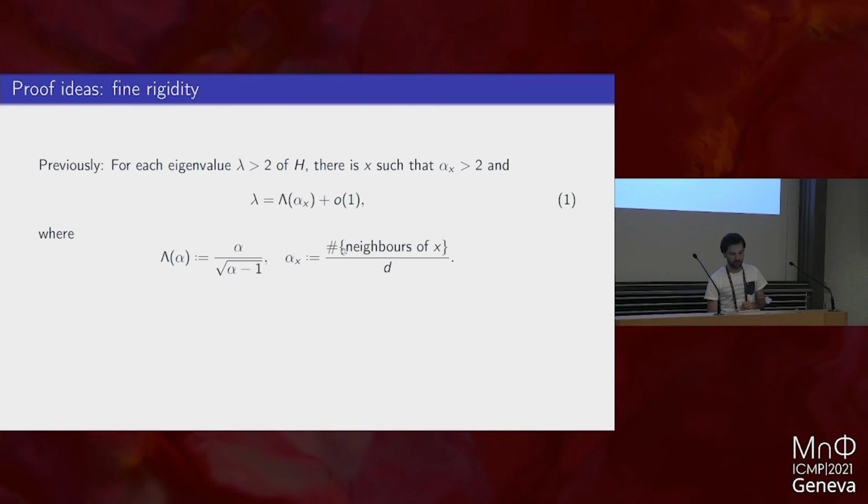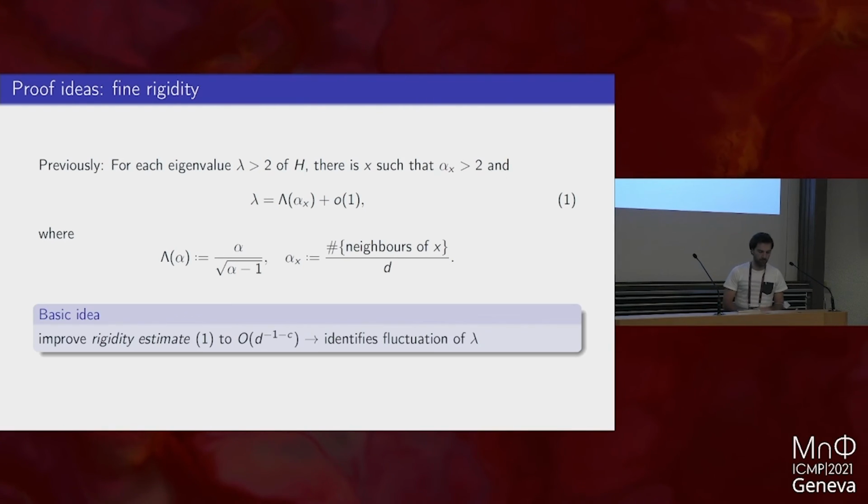So the alpha x is the number of neighbors of x normalized by d, such that this is bigger than 2. Then we find that the eigenvalue is actually close to this explicit function lambda of alpha x up to some small error term. And the idea now is to improve this error.